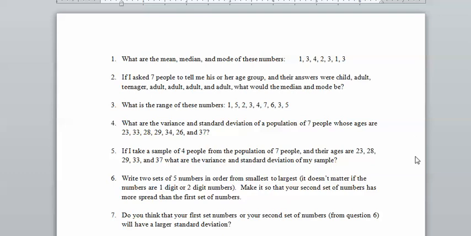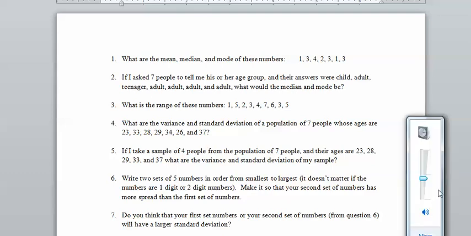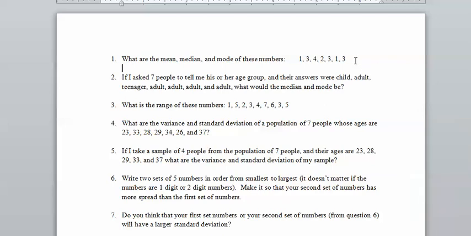Hi, this is the homework assignment that I'm giving you for this week. I'll explain some of these questions. The first question says, what are the mean, median, and mode of this set of numbers? I just want you to find the mean, median, and mode. You can just use a basic calculator.